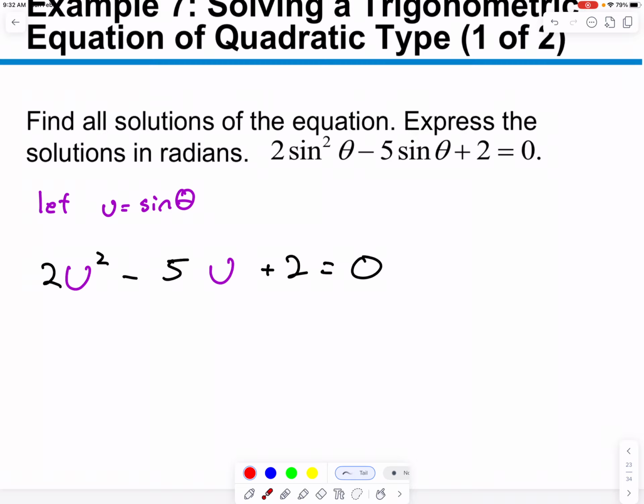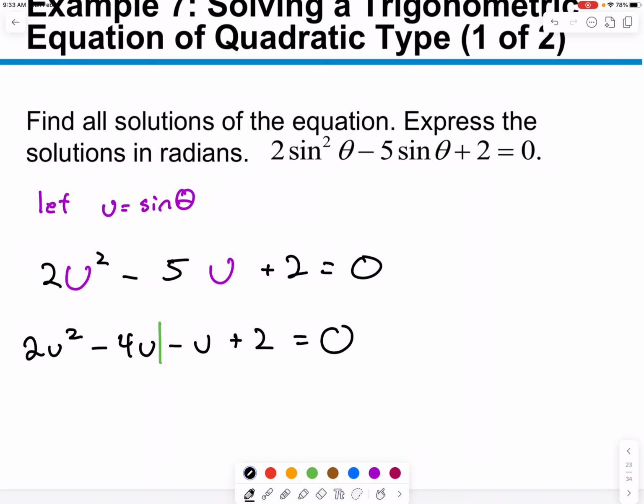Okay, so what I'm going to do is rewrite that -5 using the 4 and the 1. So we got 2u squared minus 4u minus 1u plus 2, right? So then I'm going to do factor by grouping. You could also do the box method here, but this is just how it's coming out for me right now. We're doing factor by grouping. So whenever you have 4 terms you want to factor, you do factor by grouping.